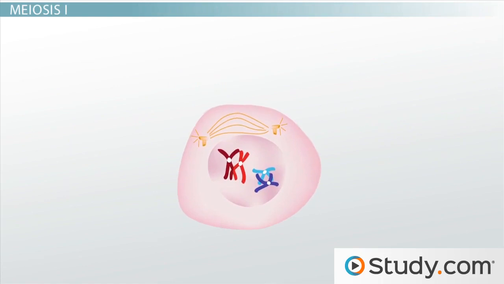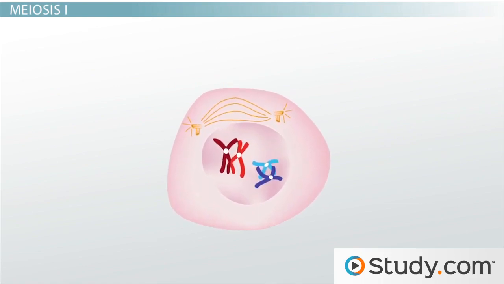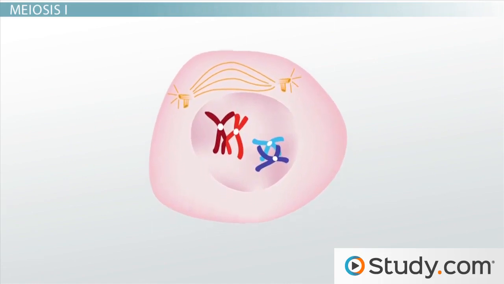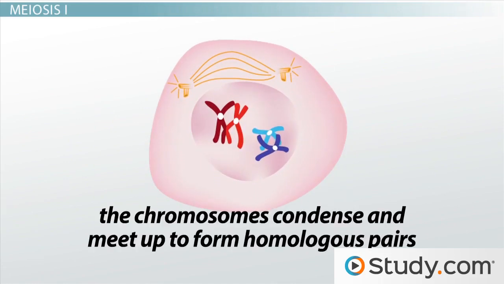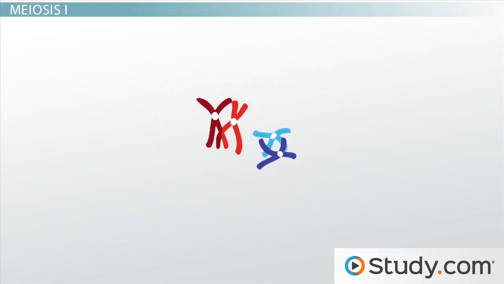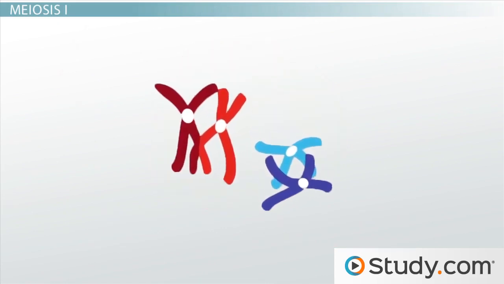In prophase I, we see changes start to happen with the chromosomes or genetic material of the cell. Specifically, the chromosomes condense and meet up to form homologous pairs. Homologous is a big word, but it really just means matching. Basically, each chromosome finds another chromosome that is about the same size and structure.